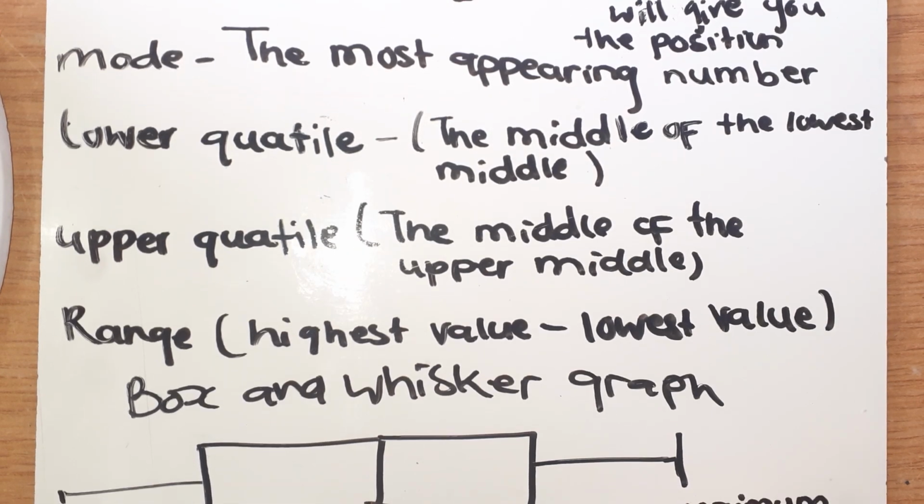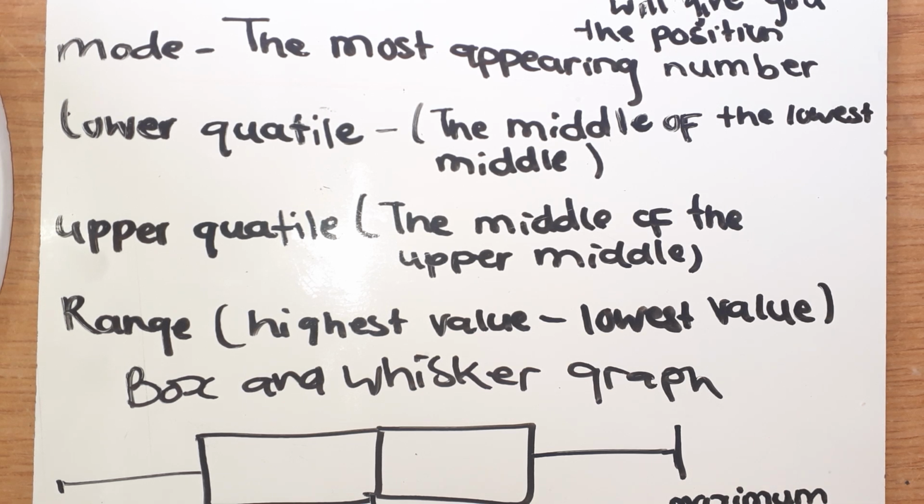And then you also have to know the range. Range is the highest value minus the lowest value. So if you're given a set of numbers, the biggest number in that set is the highest value, and the lowest number in that set of numbers is the lowest value.